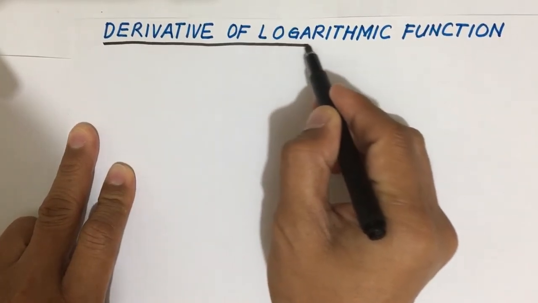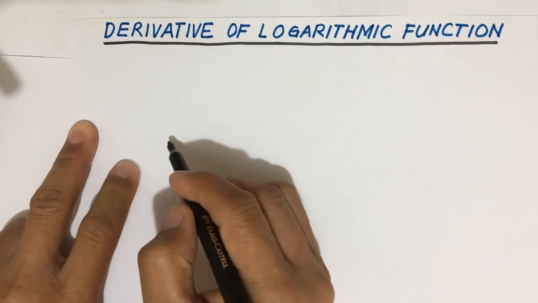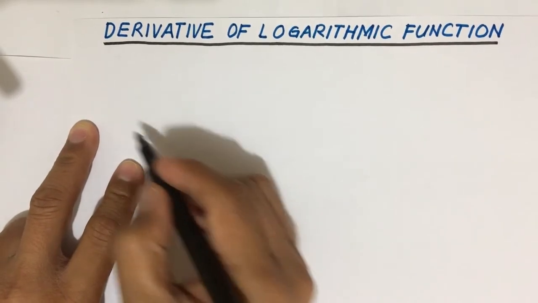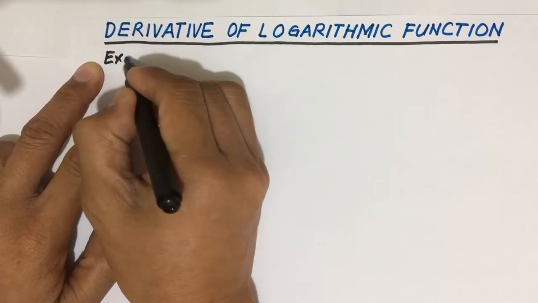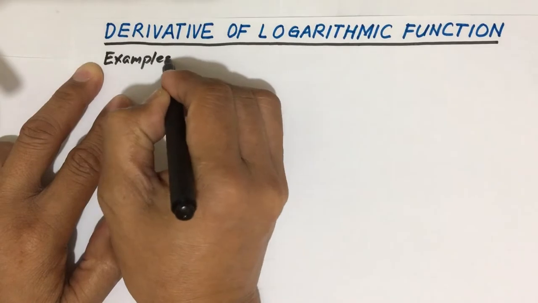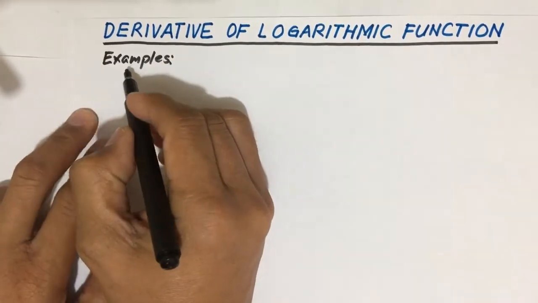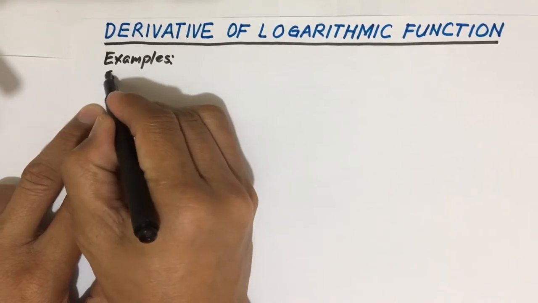So this time we're going to continue our solution to the given exercises. So last time we had solved examples 1 and 2. So this time we are going to solve the other examples. So now let's solve number 3.